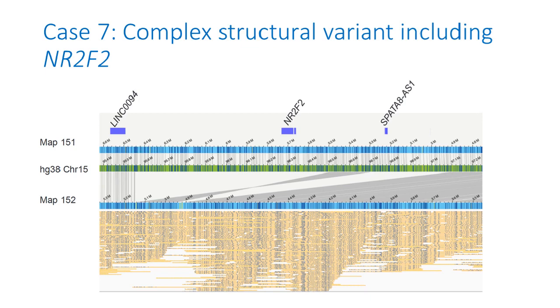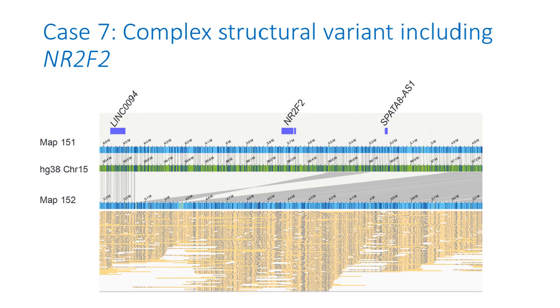This was another interesting case that we identified from our cohort that we studied with Bionano. This is a patient with CDH that has a complex structural rearrangement of chromosome 15q26 that involves the NR2F2 gene. In contrast to the other cases that I just showed you, where there is a large deletion including multiple genes, this is a structural rearrangement that seems to be specific just to the NR2F2 gene.